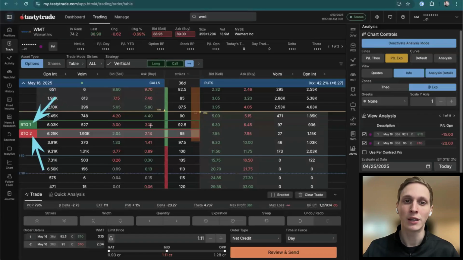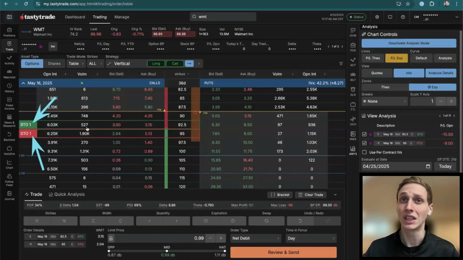So right now we're buying one of the 92.5s, selling 2 of the 95s. We can increase the quantity more, do a 3-to-1, 4-to-1, all the way up to 8-to-1, and we can go back down to a 1-to-1. If you have both legs selected, or neither of them selected, and change the quantity, it'll go 1-to-1. So now we're buying 2 vertical spreads instead of a ratio.